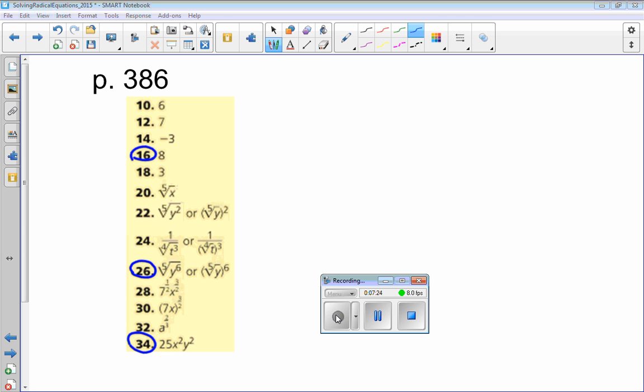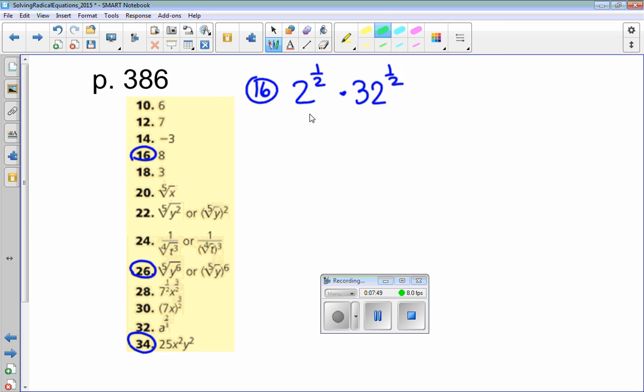So let's start with 16. In question 16, it says 2 to the 1/2 times 32 to the 1/2. Now, I want to be able to add the exponents, okay? I want that to happen, but in order to be able to do that, these bases have to be the same. It's kind of like what's underneath the radical has to be the same. They're not the same right now, but I can get them to be the same.